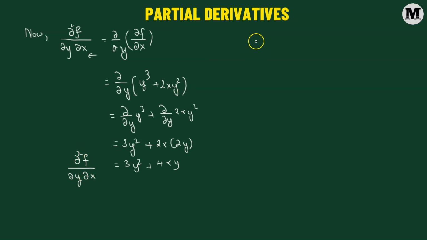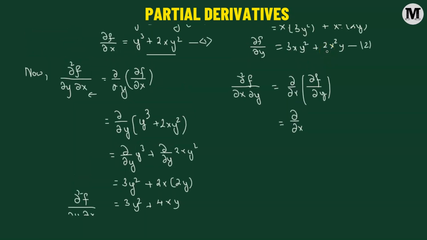Okay, our next task will be to obtain the second partial derivative of our function f with respect to y first, followed by x. That means we'll first have to compute the partial of f with respect to y, and then whatever result we obtain, we'll again have to take its partial with respect to x. We have already obtained the partial derivative of f with respect to y, so we're going to use equation number 2, and that's simply 3xy squared plus 2x squared y.